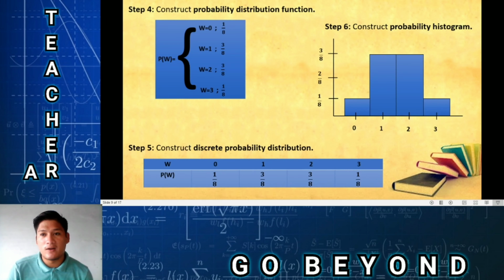So that ends our lesson 1 under the random variables.